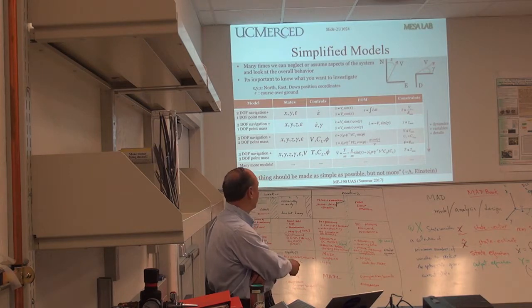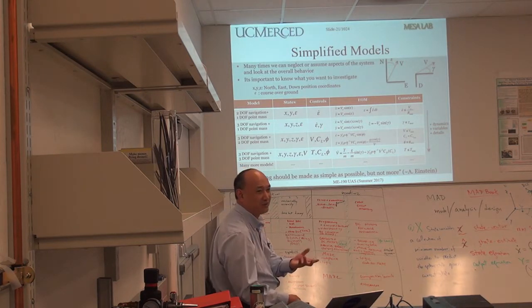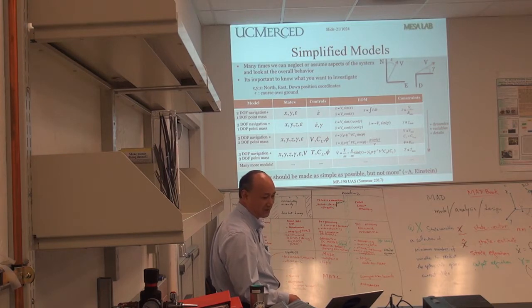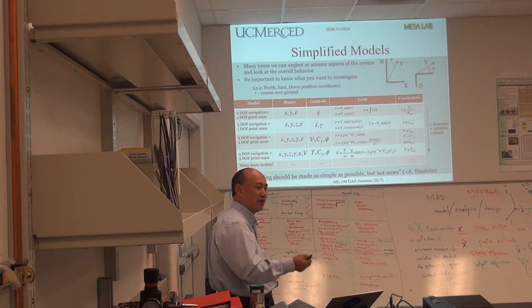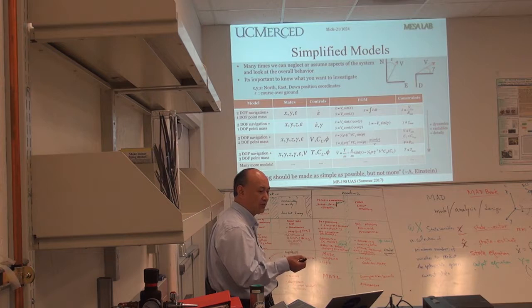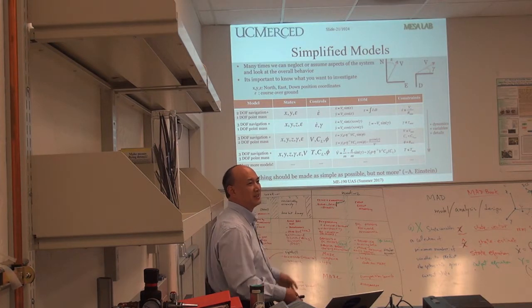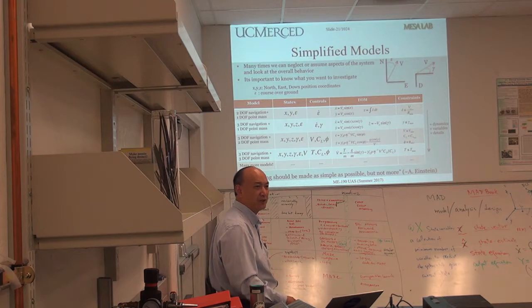A lot of people use this as a starting point for drone research. So this is too much simplification. Einstein said, everything should be made as simple as possible, but not simpler. Meaning, depending on your task and situation, you choose the right model instead of always using this messy 6 degree of freedom, fully nonlinear model. It's not really necessary sometimes.